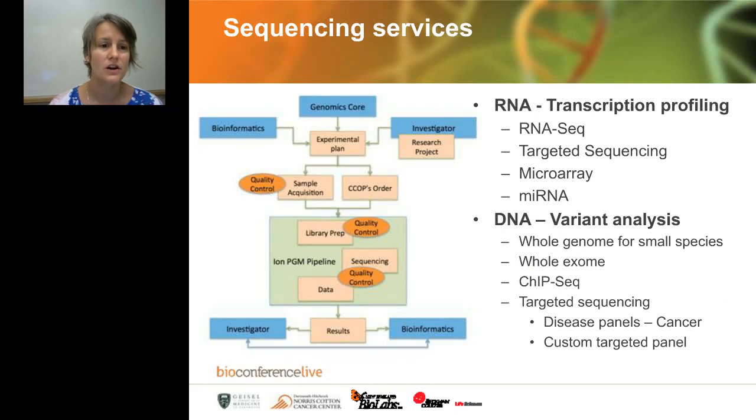So within our core, we offer a number of different sequencing services. Before the project begins, we meet with our investigator and the bioinformatics core so that we can really get a good understanding of what the project is. And then when we receive the sample, we do some quality control. We nanodrop and qubit everything that comes into the lab, and we also fragment analyze all the DNA so that we know we're starting with high quality samples.